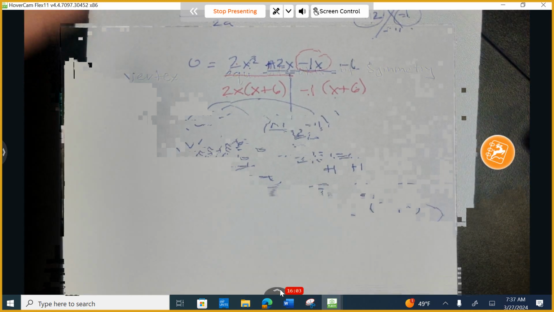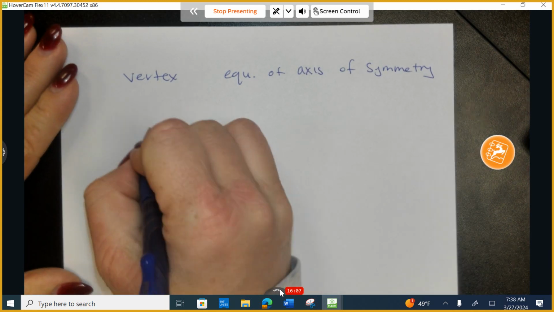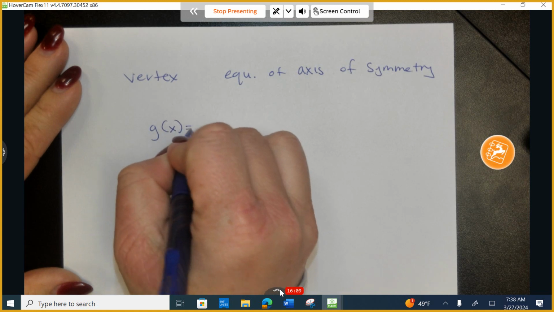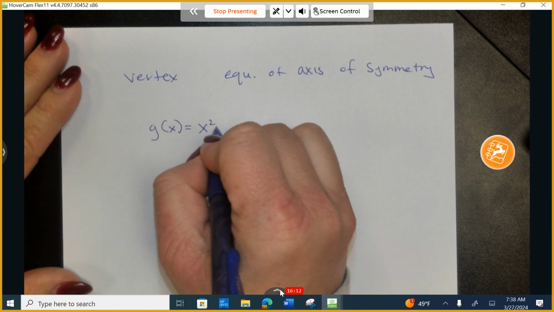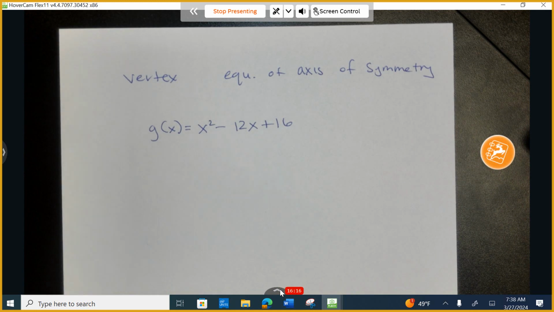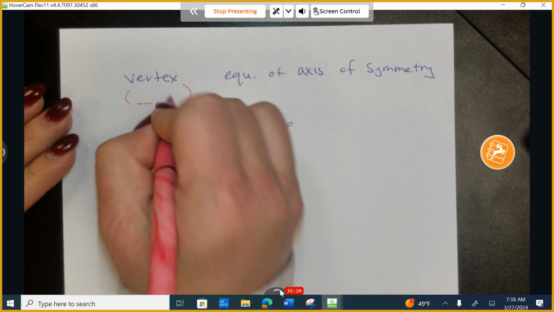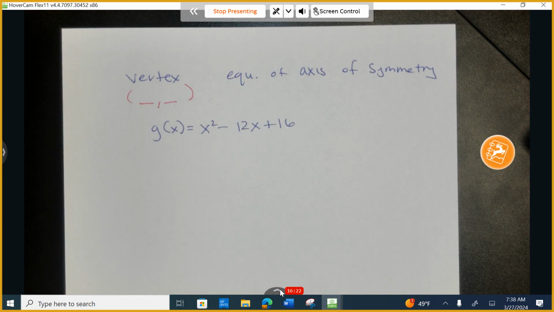Okay, we are moving on now to problems like 21, 22, and 23. I'm going to provide you a basic function. Please write this down. G of x equals x squared minus 12x plus 16. We are going to identify the vertex. The vertex contains both an x and a y point. Remember, the vertex of a quadratic function will either be the highest or the lowest point, so the absolute maximum or the absolute minimum of the function.